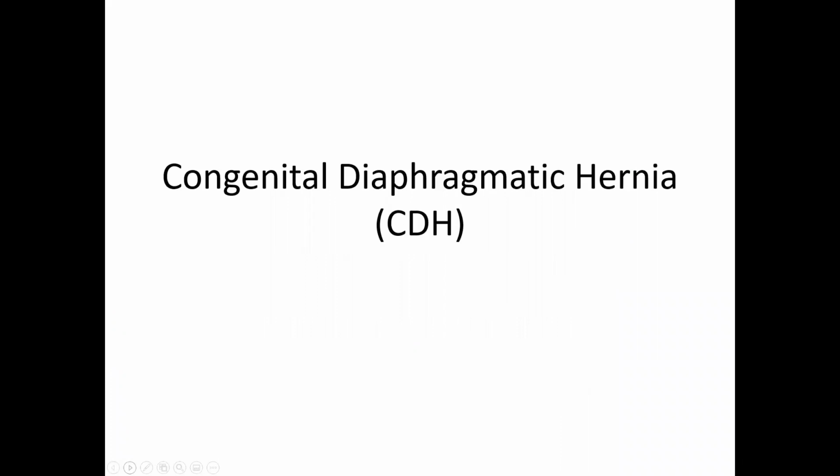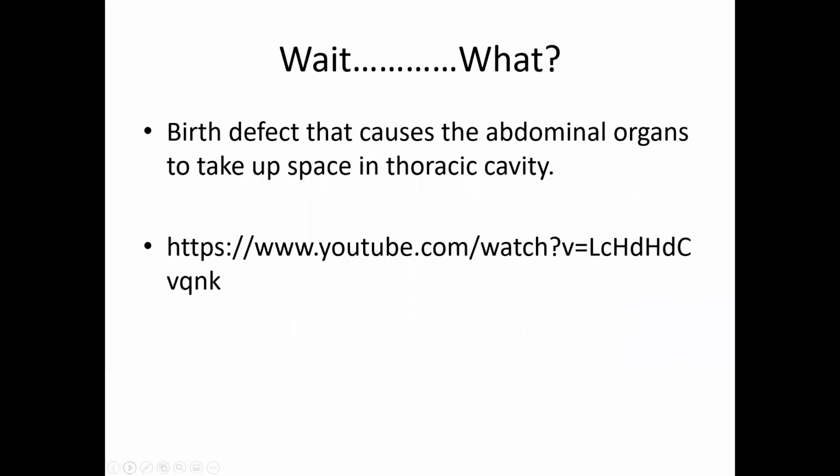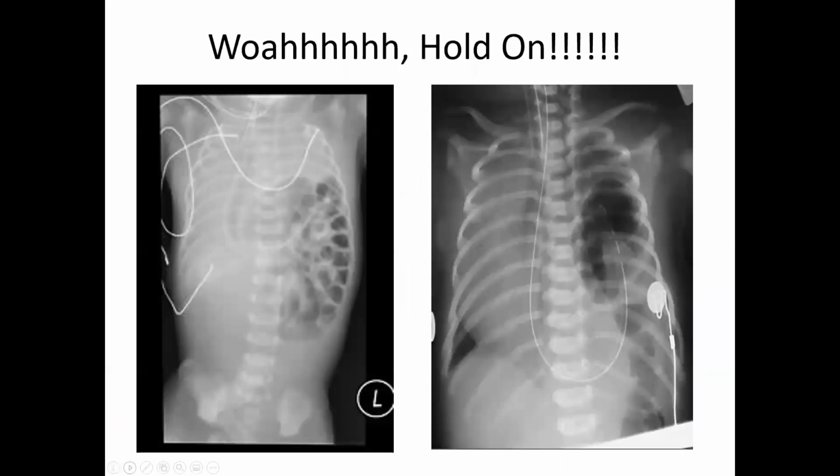Okay, last one is congenital diaphragmatic hernia. It's a birth defect that causes the abdominal organs to take up space in the thoracic cavity. And I want to show you an X-ray first. So what you're looking at is the intestines are up inside the thorax.